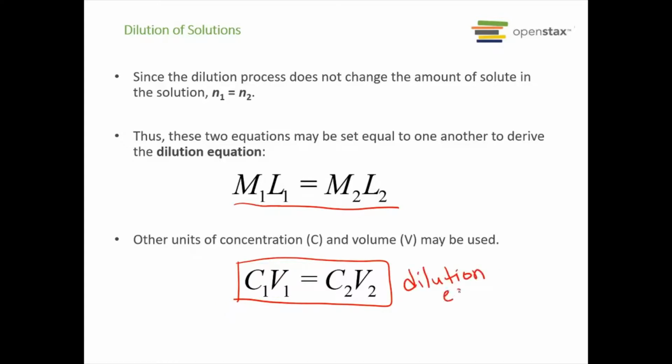As long as you know 3 of them, you can find the other variable that you need. So for instance, like I said, the 1s is what you're starting with. So this is usually your concentrated, your stock solution. And then the 2s is your dilute solution. So we're going to look at some examples where you're going to see this come into play and how to use it.